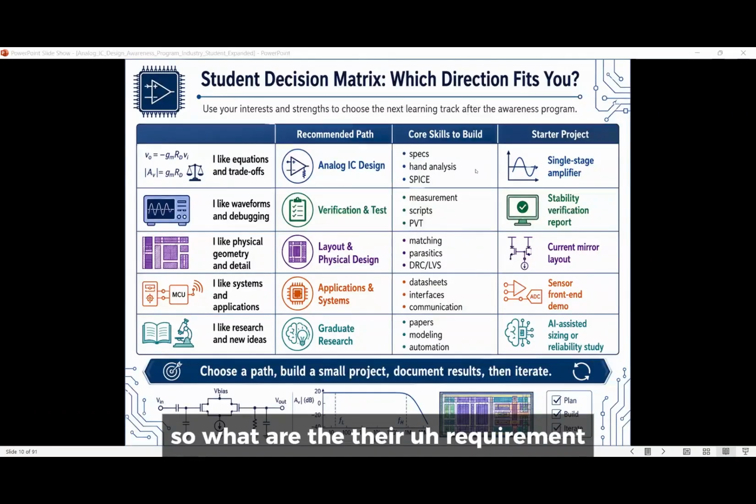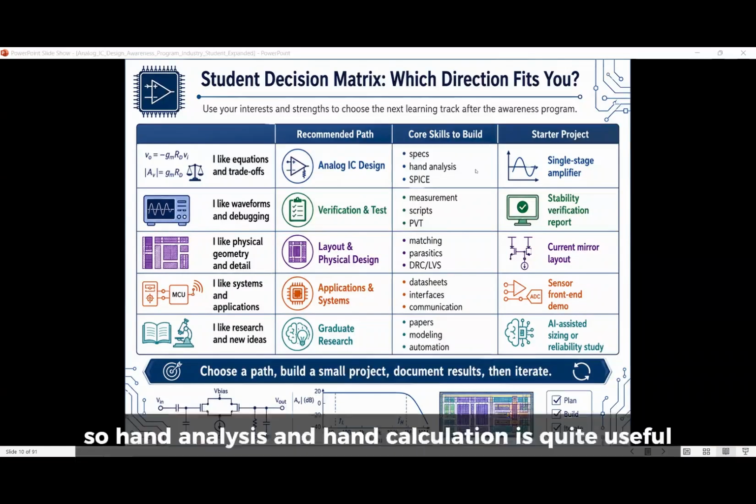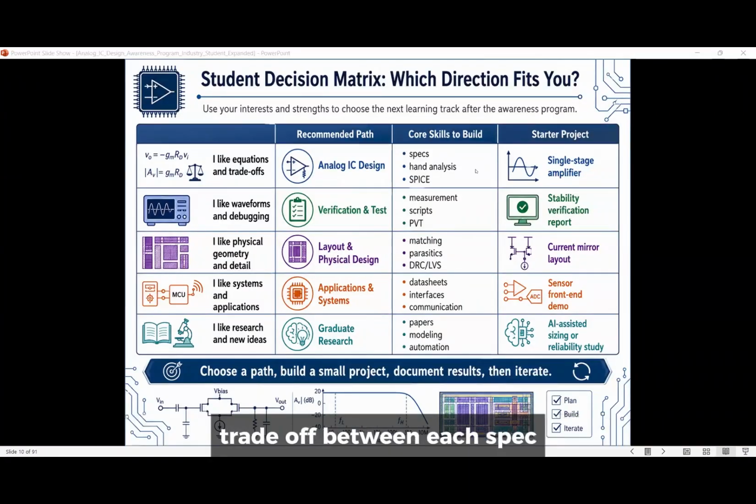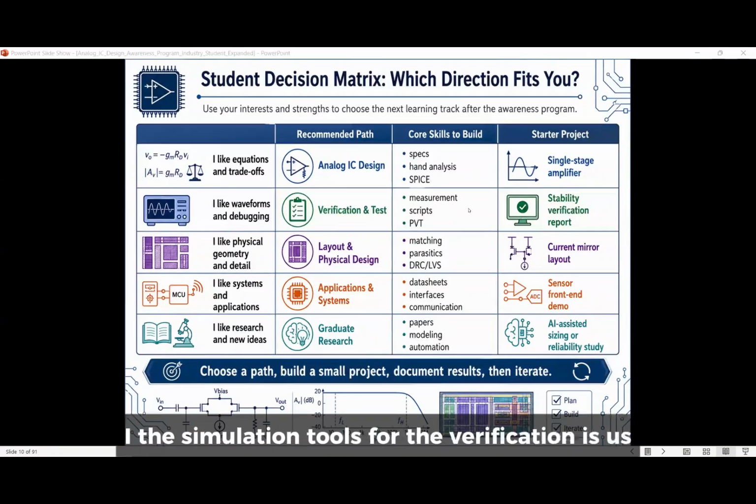So what are their requirements? For analog IC design, we have to understand the specs and how these specs fight each other. Hand analysis and hand calculation are quite useful in an interview. During the interview, the expert will ask you about trade-offs between specs, so you must show them how this trade-off comes about and what the limit of this circuit is. SPICE actually refers to EDA simulation tools. For verification, we talk about measurement and also scripts.